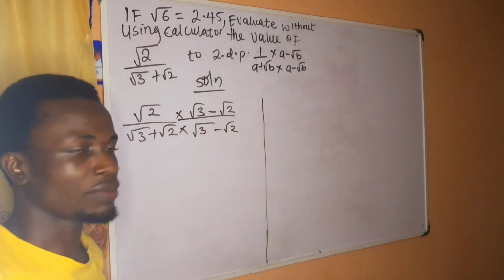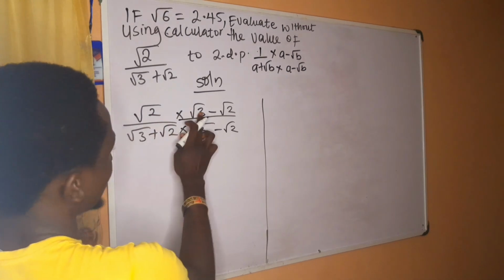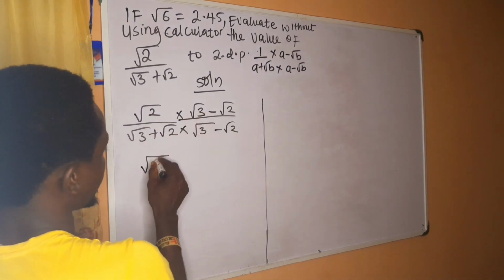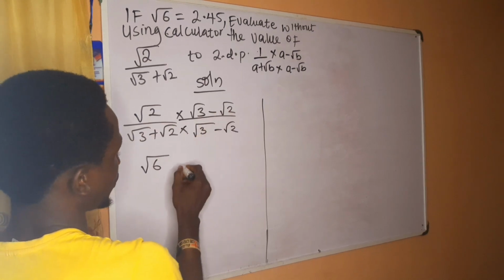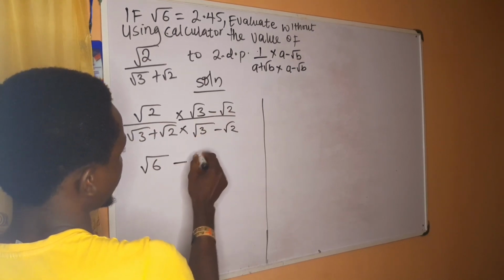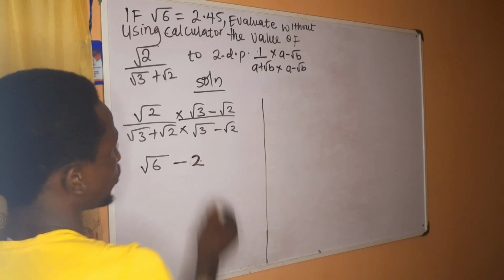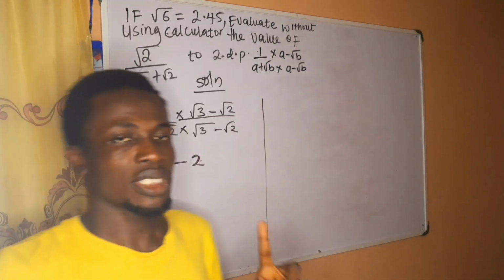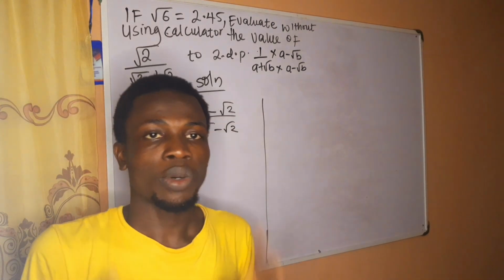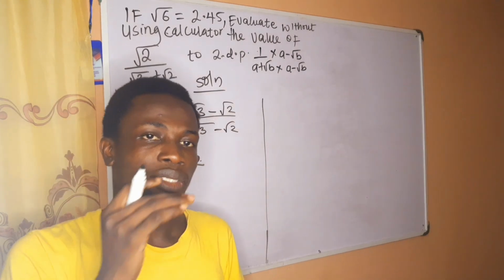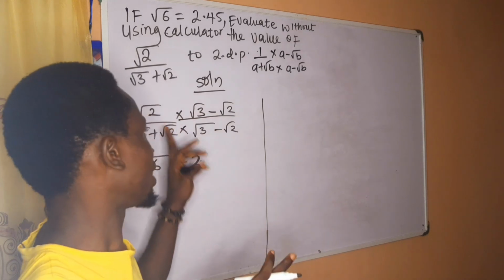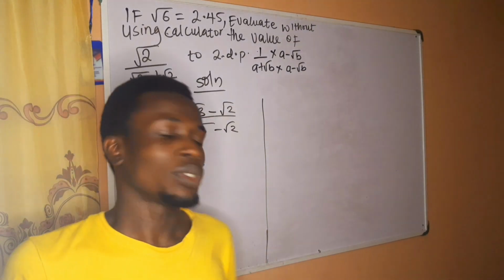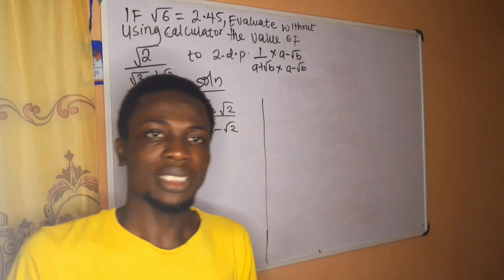So let's solve that now. Root 2 times root 3 will give us the square root of 6. Then root 2 times negative root 2 will give us negative 2. Why? Because anytime the same form multiplies itself, the square root that is hovering over them will just disappear and you're left with the number. That means root 2 times root 2 is 2 and you put your negative sign. I hope that is clear at this point.